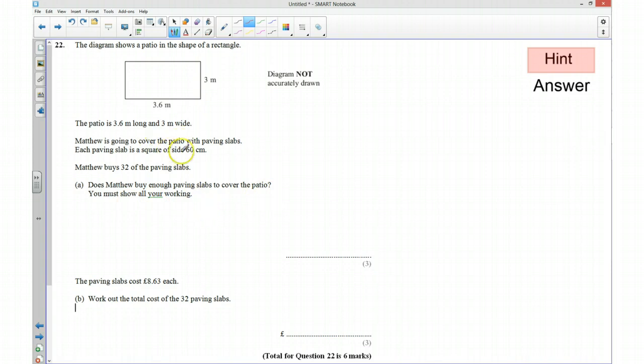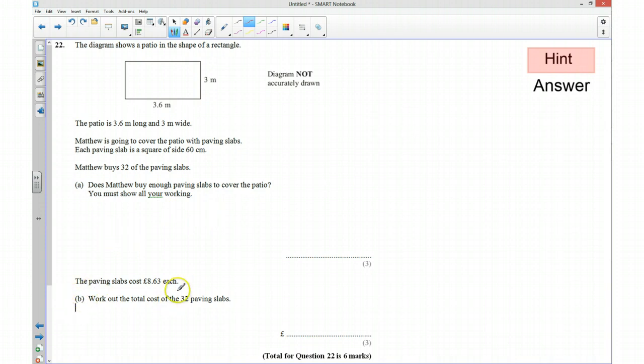So if each paving slab is 60 centimeters, I want you to think how many you could fit along here, and then how many you can fit up here, and how does that tell you how many fit in the whole rectangle, and then decide whether he's bought enough.